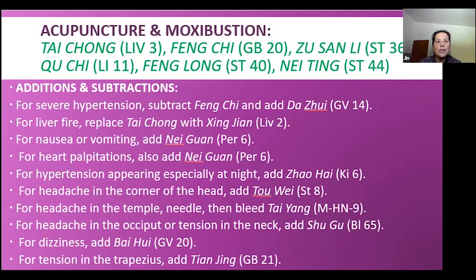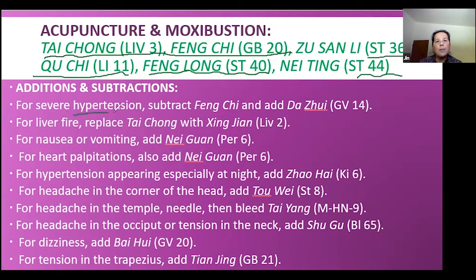For acupuncture, we still need to clear heat from the liver and gallbladder. And then clear heat internally. Then we need some points to remove phlegm. That's stomach 44, still clear heat, and then generally tonify. So we can still modify from there.